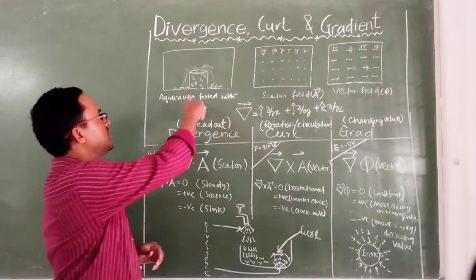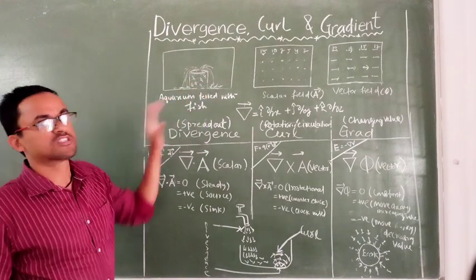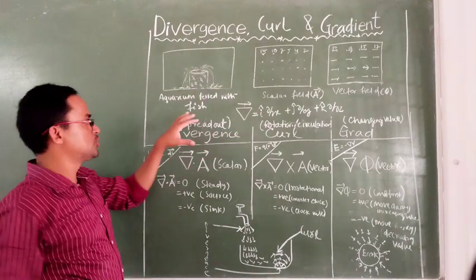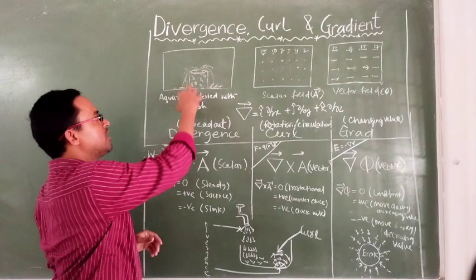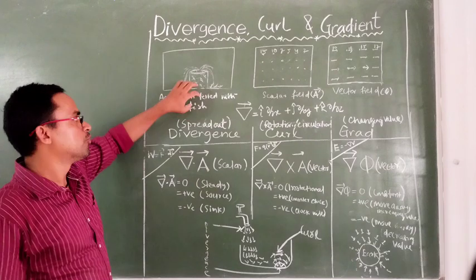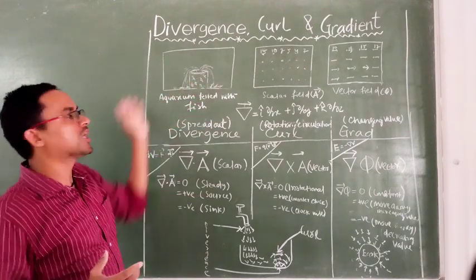Here you can see this is an aquarium. It is full of water and fishes are there. Suppose you keep pouring more and more water into this aquarium. The water will overflow and spread out in all directions from the aquarium. When the water comes out, the fish that are in this aquarium will come out as well.